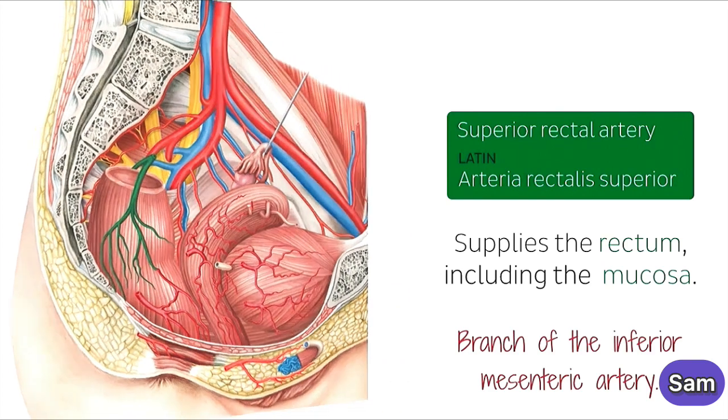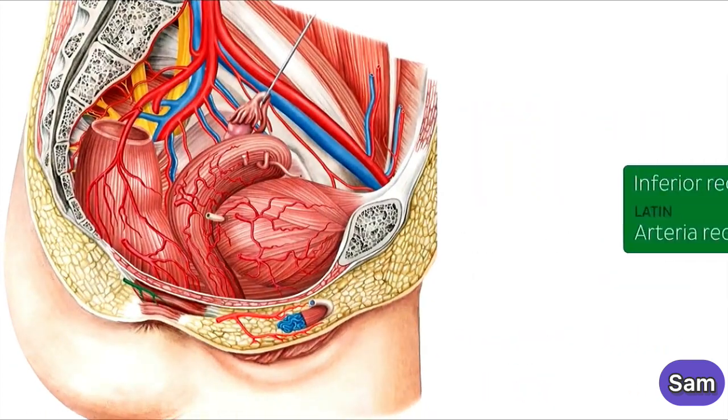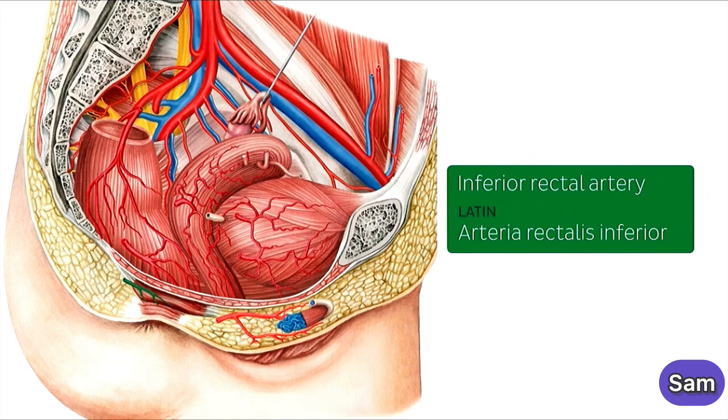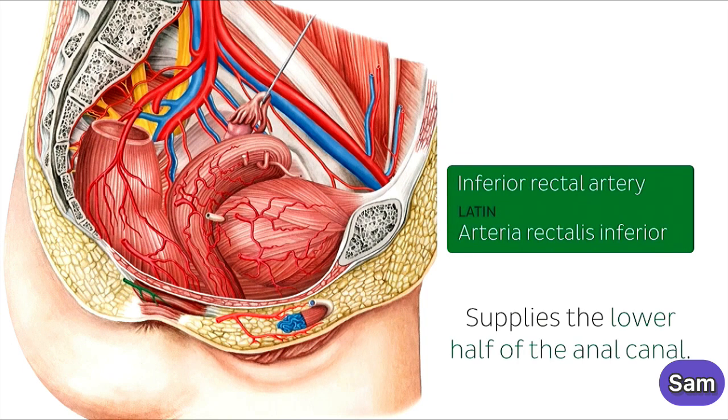As I have mentioned before, the inferior rectal artery is a branch of the internal pudendal artery. It travels through the ischiorectal fossa and supplies the lower half of the anal canal, including both sphincters and the skin below the anal valves. In the illustration, you can see the right inferior rectal artery supplying the internal and external anal sphincters.